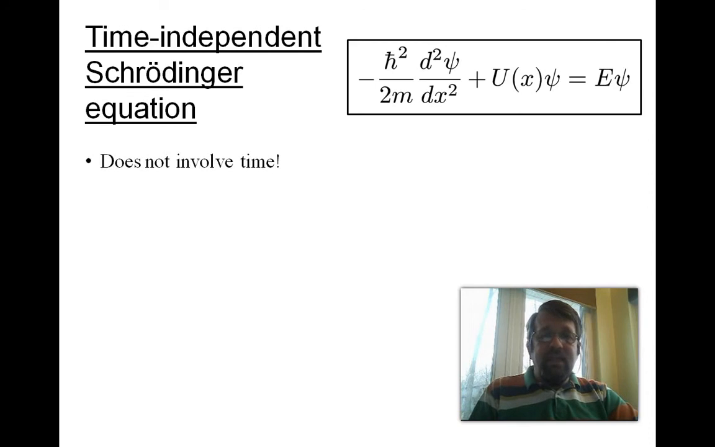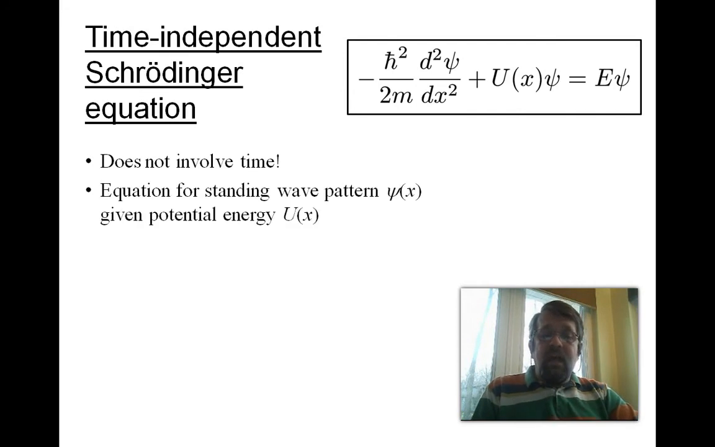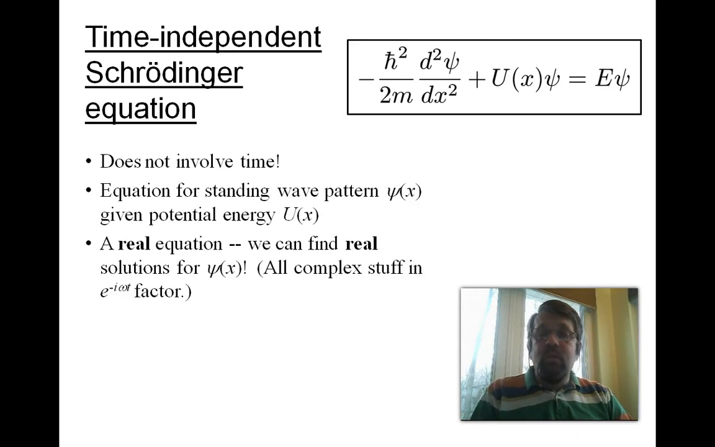First of all, obviously, it does not involve time. Time is nowhere there. The psi there is the standing wave pattern that doesn't depend on time. And this is an equation for that standing wave pattern given a potential energy U of x. And it's a real equation. Notice that the imaginary unit i appears nowhere in this equation. So that means that we're going to be able to find real solutions to this. The wave function is complex, but all that complex stuff is in that e to the minus i omega t factor. If we're only interested in the standing wave patterns, we can just concentrate on real standing wave patterns.